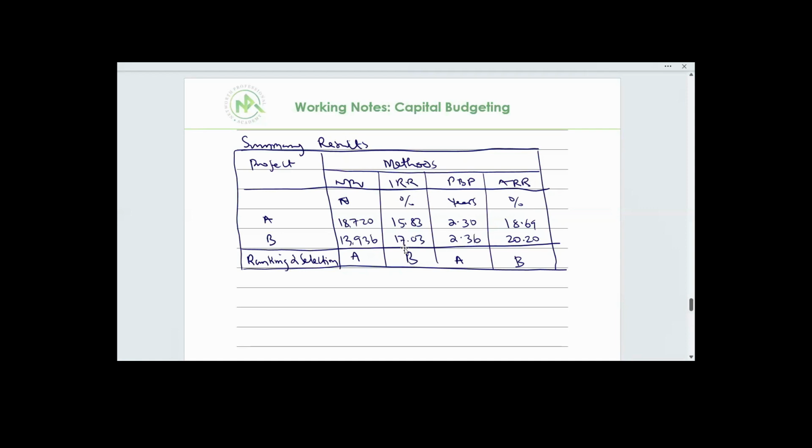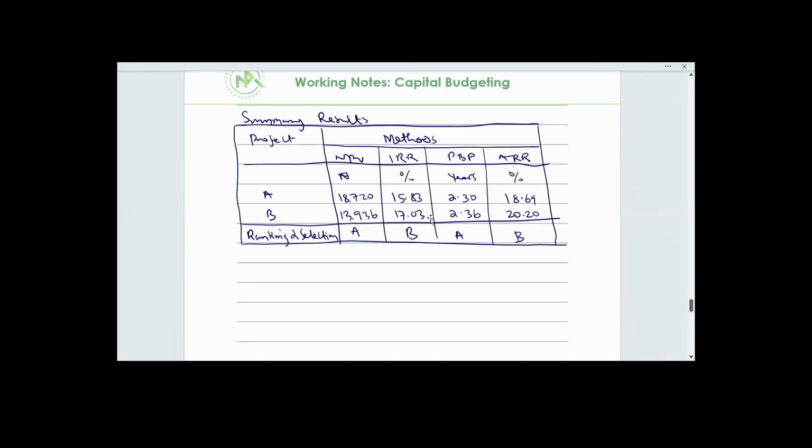However, the examiner wants us to advise. In the bill requirements, you have to state which, if any, of the two investment projects the company should accept and why. So let's make a decision. I would then say requirement number B, advice.